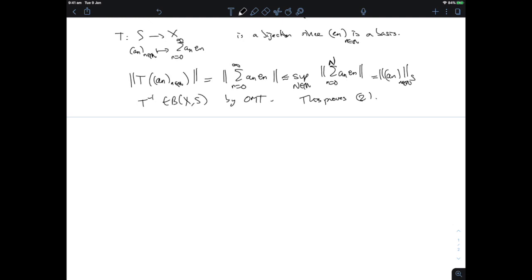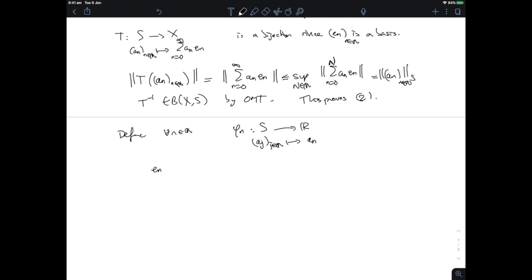Now let's have a look at the next item. We need to show that the coordinate functionals en star really are functionals, in the sense that they're elements in X star. Now for that, let's define the map phi n for every n. So let's look at it through S. Let's look at the map from S to R that sends a sequence, a j, to just the nth element of that sequence.